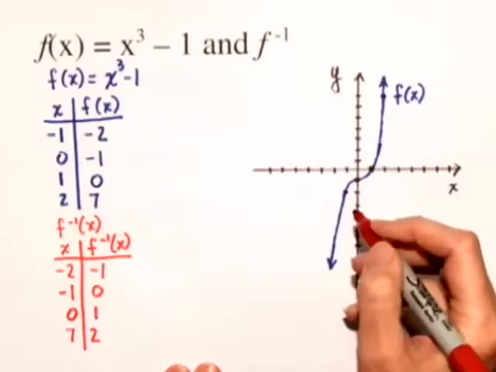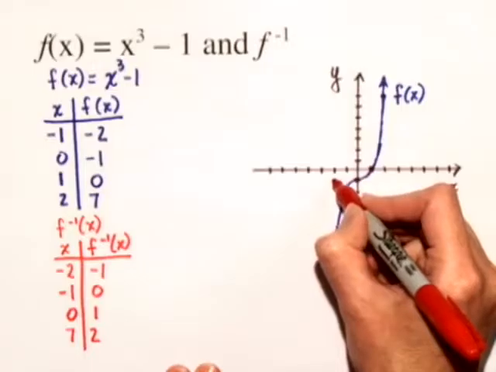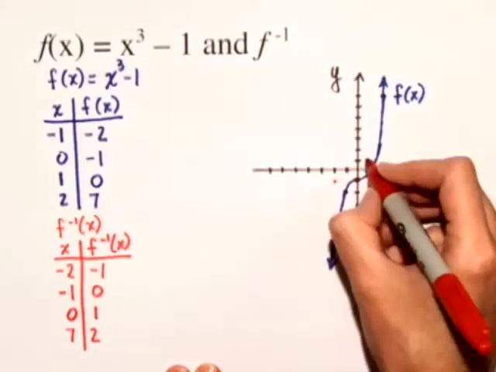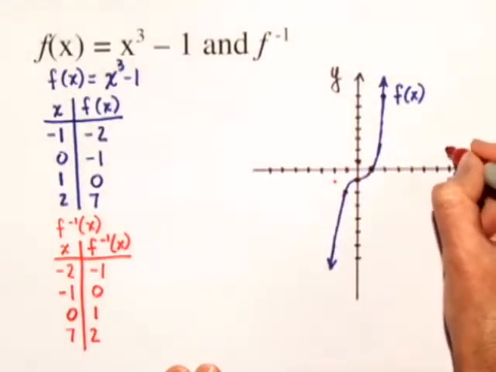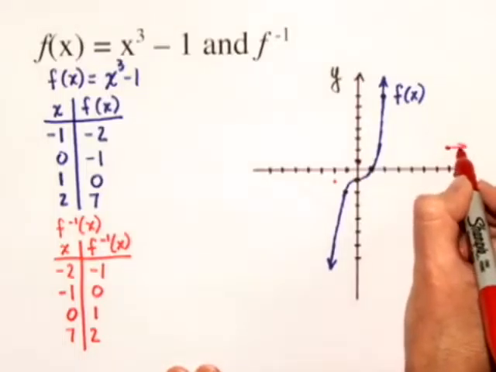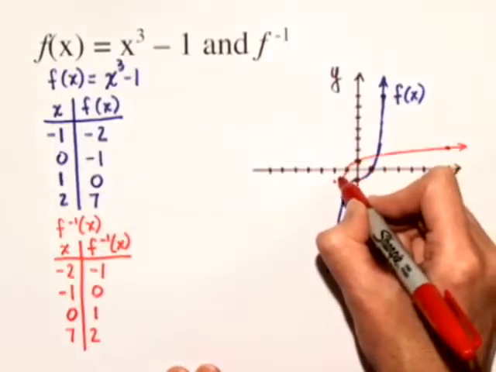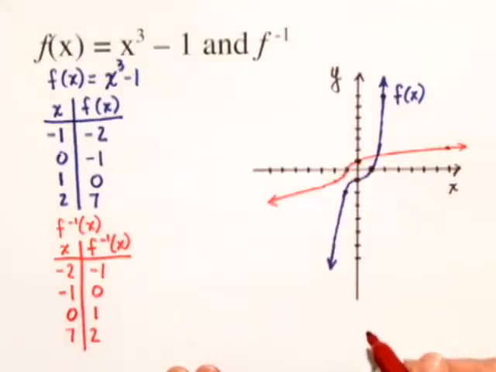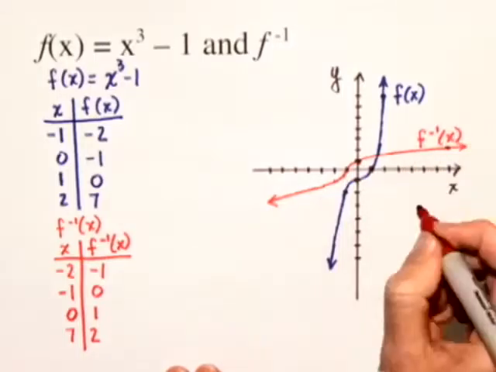Let's graph these points. We have -2, -1. Next we have -1, 0. We also have 0, 1. And then we have 7, 2. So we can see this is also going to be a smooth curve, and it's going to look like this. Now, this is the graph in red of f inverse of x.